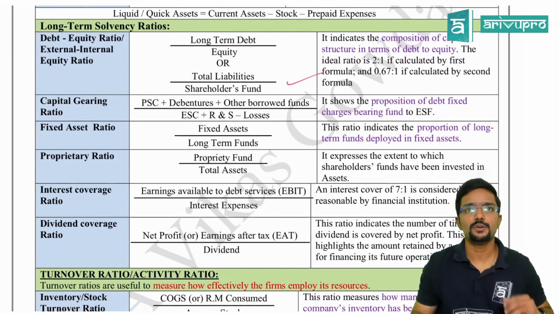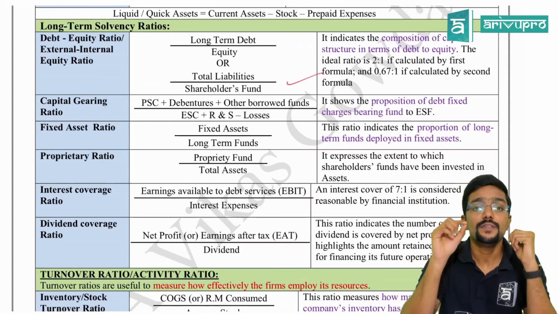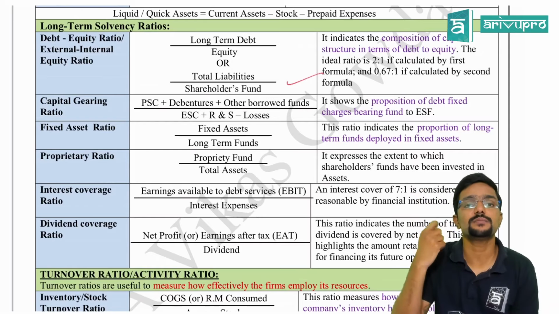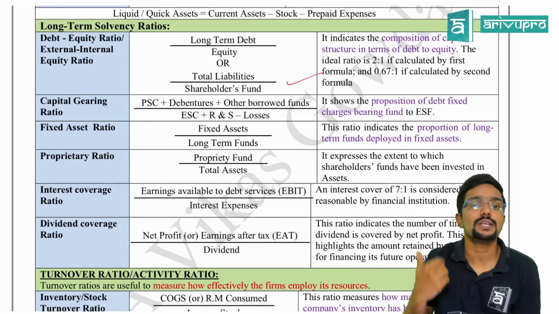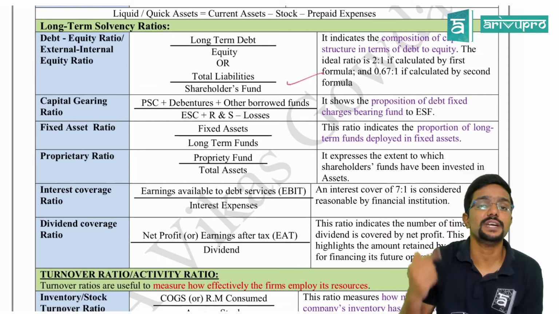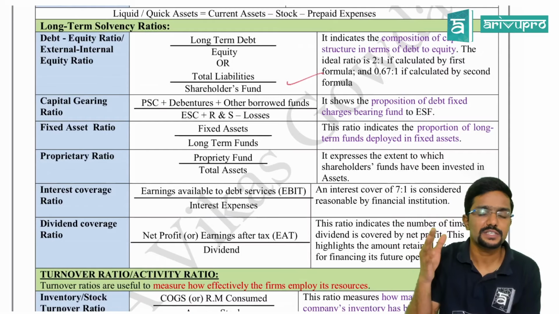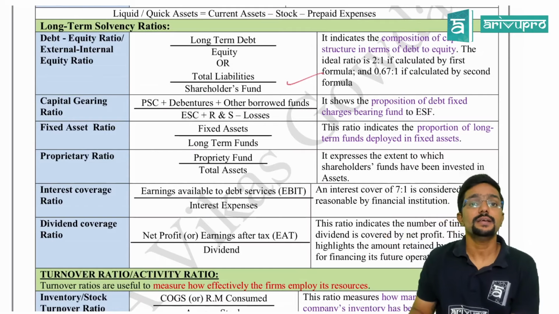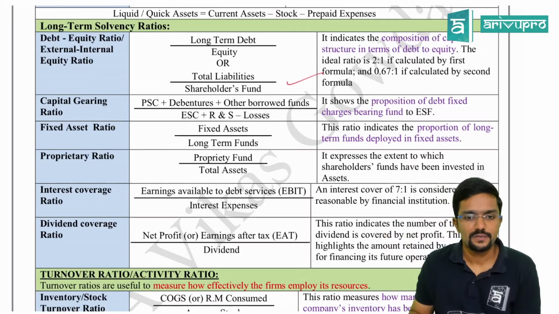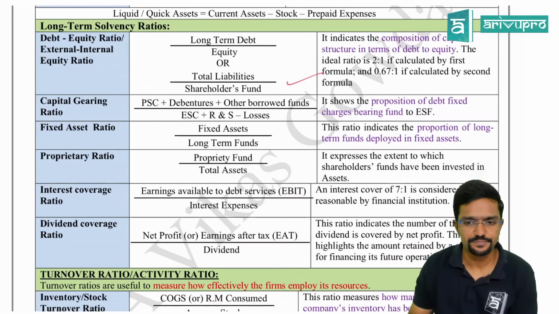In this, we will take in the numerator the fixed cost bearing funds. So for what all capital I have to pay the fixed cost, like fixed dividend or fixed interest, it is preferential capital, debenture or any loan on which I have to pay either fixed interest or fixed dividend, divided by the equity shareholders fund, which is equity share capital plus reserves and surplus, and if any losses or fictitious asset is there, reduce it.